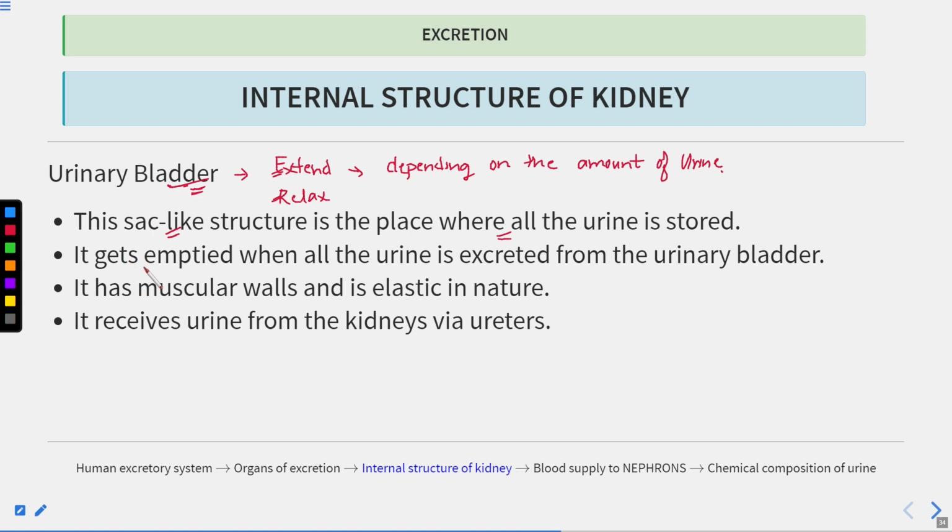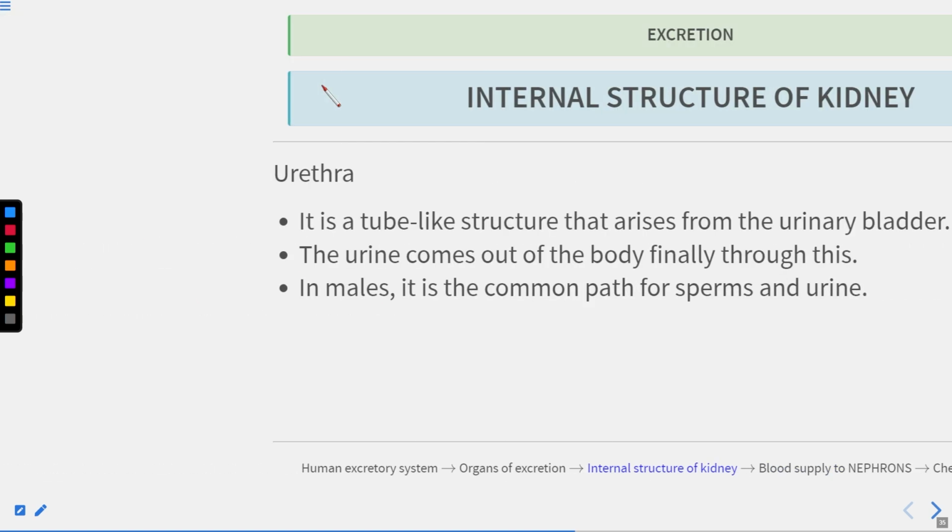Now, the urinary bladder gets emptied when all the urine is excreted from it. So it becomes empty, and in that state, it is relaxed. The urinary bladder has muscular walls and it is elastic in nature. That's why you can hold urine for some time, and whenever you feel like discharging the urine, you can discharge it through the urethra. This urinary bladder receives urine from the kidney via the ureters. This I have already explained.